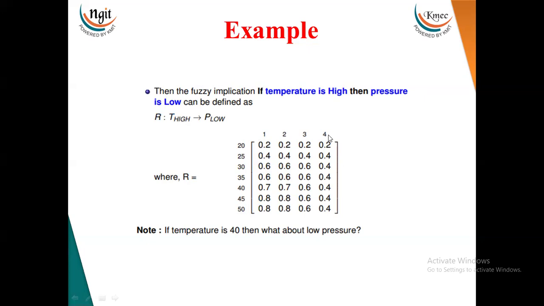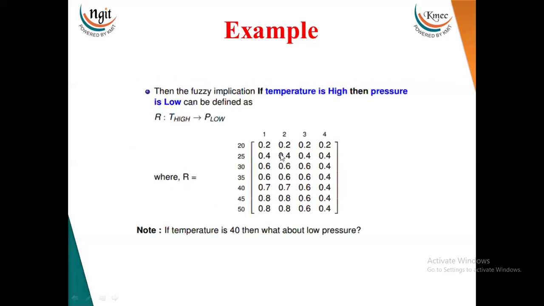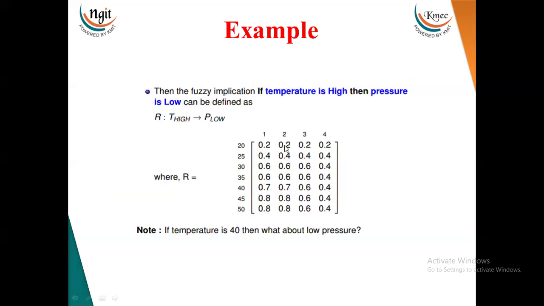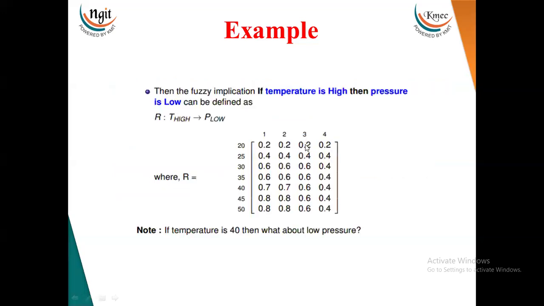So if I write here 1, 2, 3, 4, and 20, all the temperature values, if you see here, 20 is 0.2. For 1, it is 0.8. So which one is minimum? 0.2 and 0.8, the minimum is 0.2. Now 20 with 2. Here it is 0.8 and it is 0.2. Which one is minimum? 0.2. So we have written 0.2 here. 20 with 3: 0.6 and 0.2. Which one is minimum? 0.2.